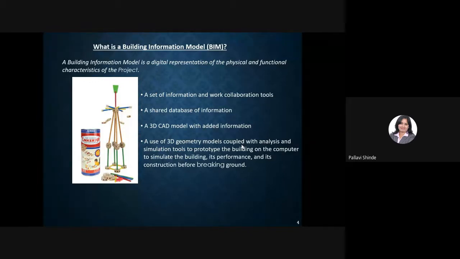Because of that, it is called a set of information and work collaboration tool. Now, this information can be viewed by multiple disciplines, multiple discipline consultants. It's not only that one discipline or one architect is viewing this data. So a shared database of the information. In one model, all consultants are able to see this particular data. They can refer to this data at any point of time. This is a 3D CAD model, like how I was telling you about the difference between a 3D model and a BIM model. So a 3D CAD model with added information. So information plays an important role. Hence, we are calling it a building information model.